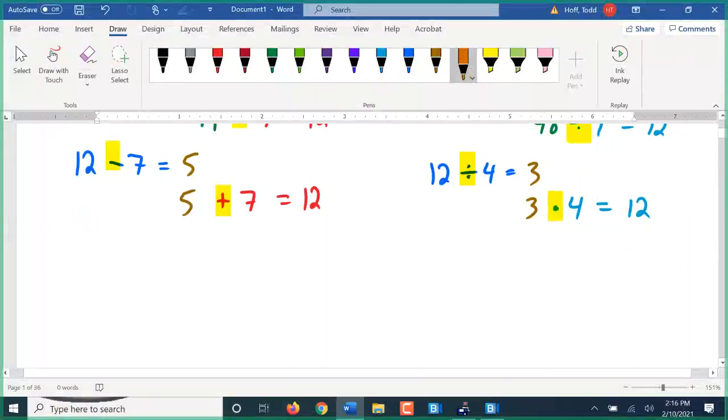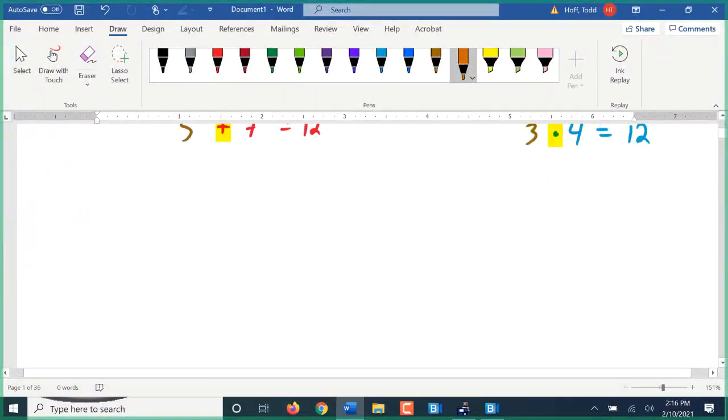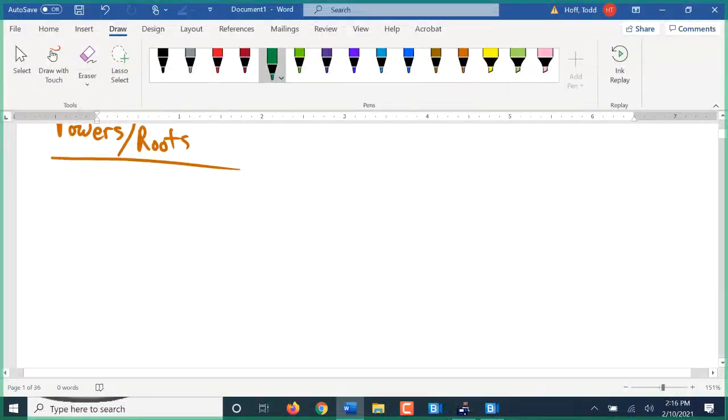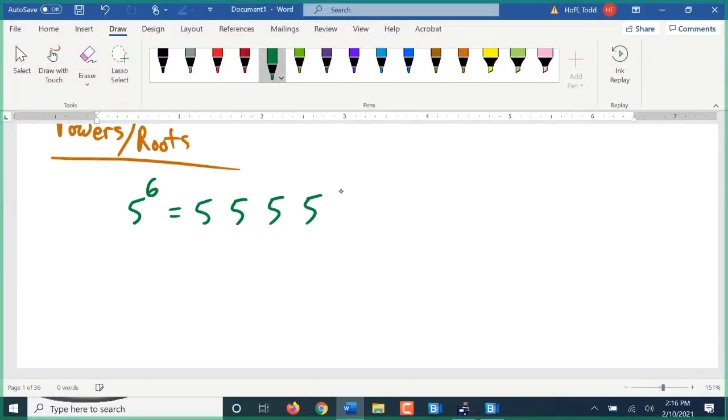Well, our third set of inverse pairs is powers and roots. And we've looked at these briefly when we did integers dealing with the negatives, so we don't need to spend a lot of time on them. But we know that if I have something like 5 to the power of 6, that means we have 6 5s multiplied together. 5 times 5 times 5 times 5 times 5 times 5 is 15,625.